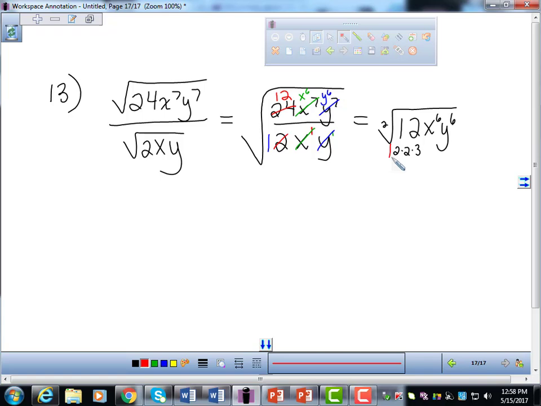2 out, 3 stays in. The x to the 6, 6 is going to divide by 2. The y to the 6, 6 is going to divide by 2. So what do we have? 2x to the 3rd y to the 3rd, square root of what's left inside? 3. Done.